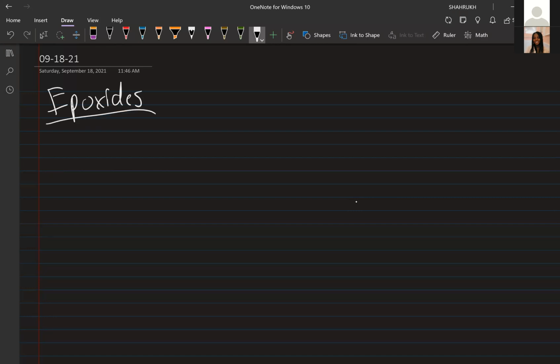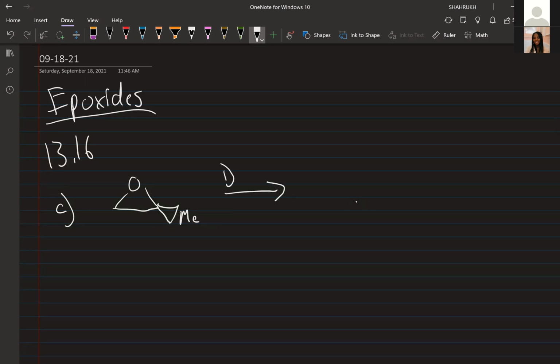Okay, so let's start with 13.16, right? Start with a simple one. Let's start with A, right? So we have an epoxide here, and this is a methyl group. And you have a, what kind of reagent is that? Grignard, right?